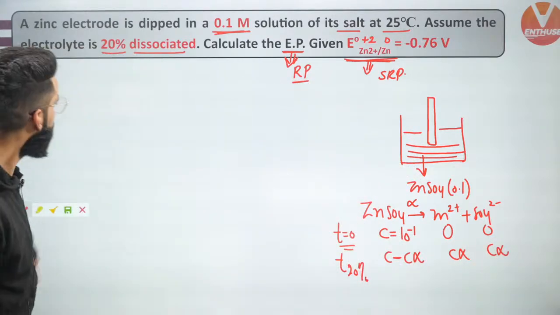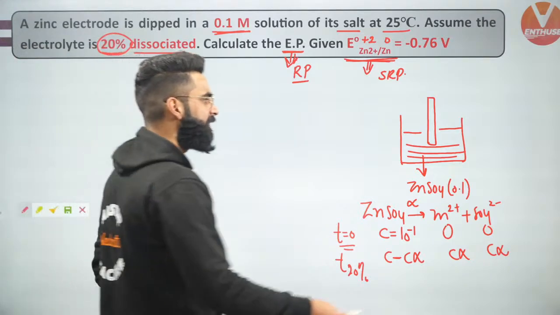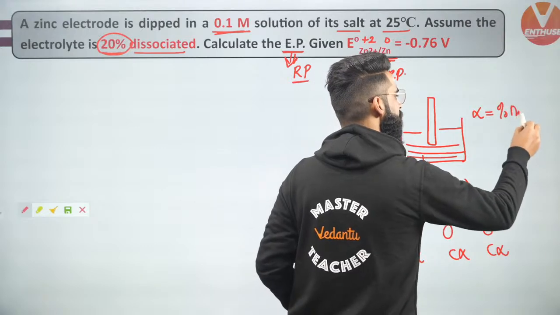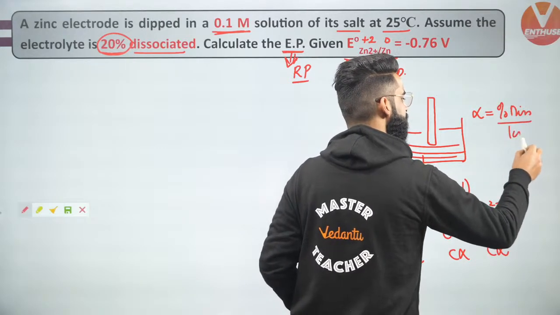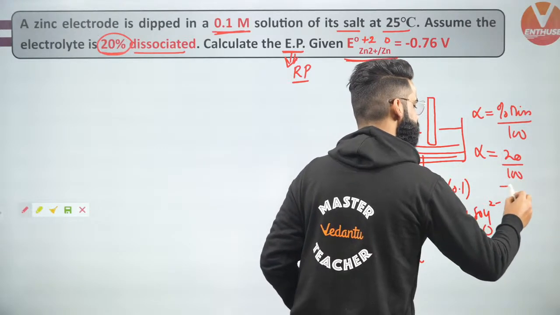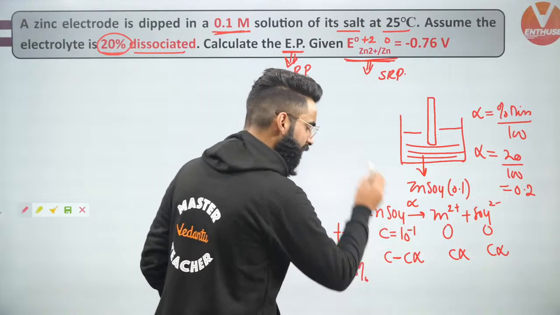We are given in the question, assume the electrolyte to be 20% dissociated. Remember, the degree of dissociation alpha is always equal to percentage dissociation divided by 100. So the alpha value is going to be 20 divided by 100, which is simply 0.2. So I know the value of alpha, and I know the value of C.